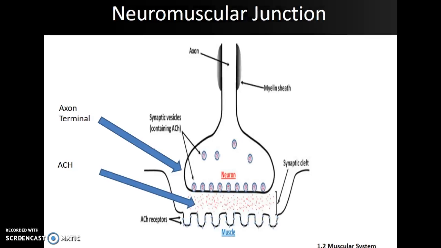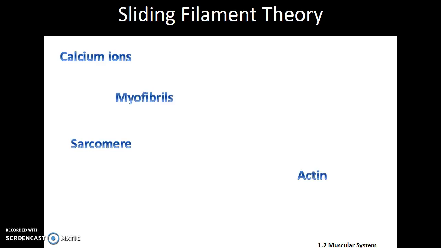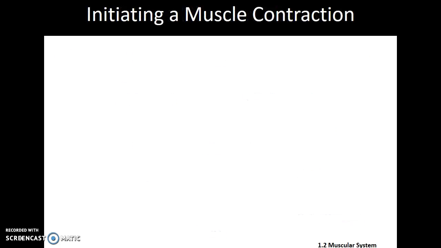Lastly, we have the sliding filament theory. The process includes calcium ions, myofibrils, sarcomere, actin, myosin, cross bridges, H-zone, Z-line, A-band, I-band, troponin, tropomyosin, ATPase, and ATP. These will all be explained in further detail later on.